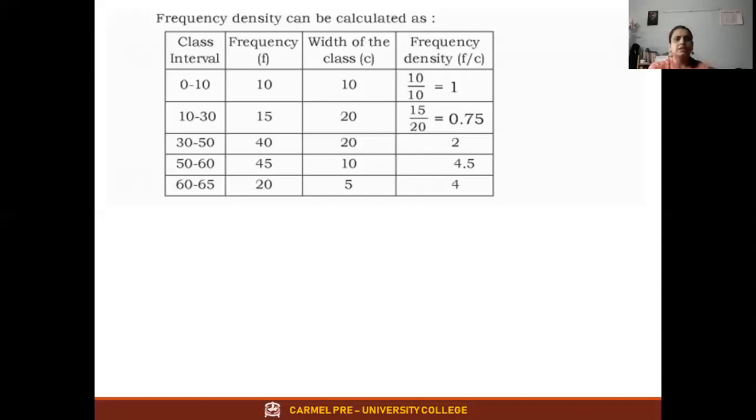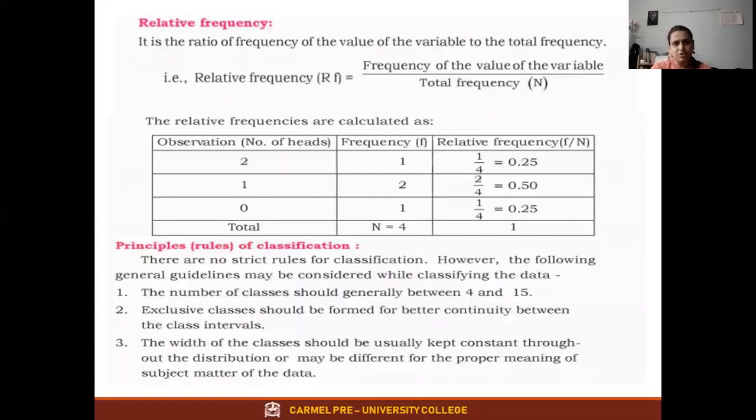So learn this. Relative frequency is another term that we should know. It is a ratio of the frequency of the value of the variable to the total frequency. Instead of frequency by width, it is frequency divided by total frequency. No width, but instead of F by C it was, now F by N. N is capital N. Capital N is what? Total of all the frequencies.